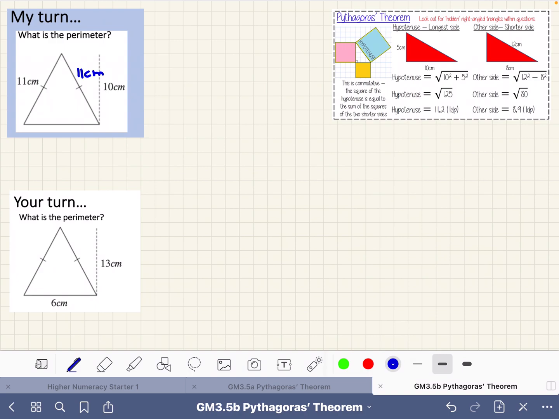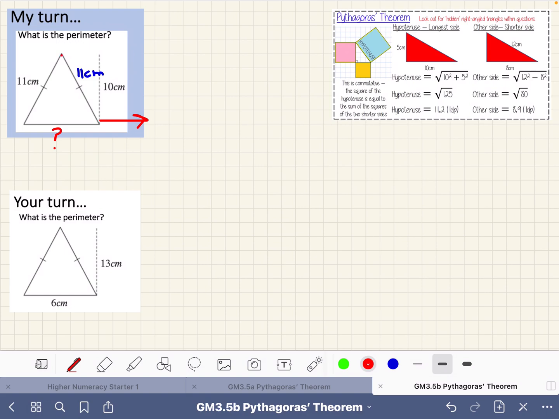I do not know what the base value is. However, I am told that the perpendicular height of this isosceles triangle is 10. At this point, I can apply my understanding of Pythagoras to help me work out what the base value is. I would suggest when you do this, you draw yourself a right angle triangle.